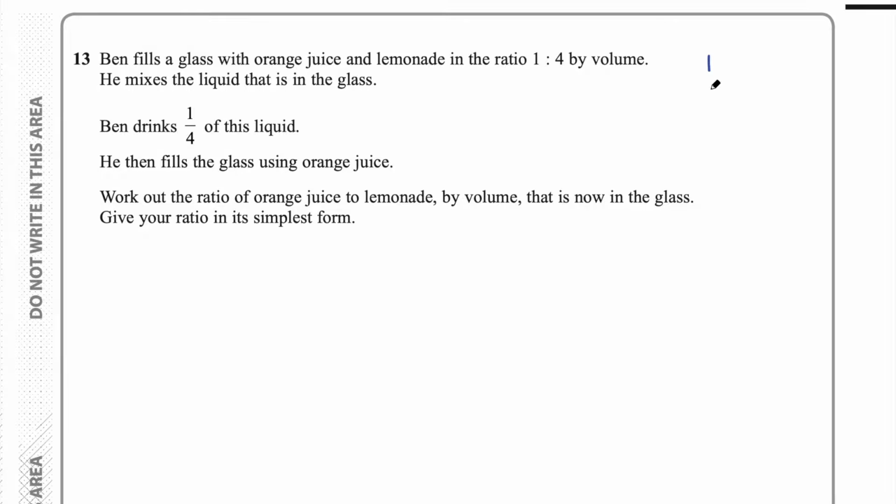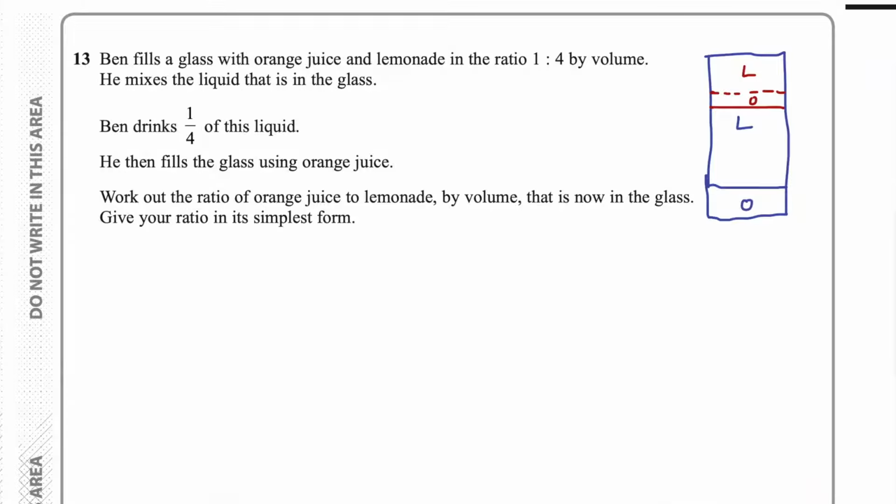Okay, so I would love to draw a diagram for this question because I just feel it's going to help my understanding. So he's put orange juice to lemonade in the ratio 1:4. So we have 1/5 orange juice and 4/5 lemonade. And then he's drunk a quarter of that. So we take a quarter away, and that's going to be made up evenly of this same ratio of orange juice and lemonade because he said he mixed it. So this is going to be 1/5 orange juice and 4/5 lemonade in there.